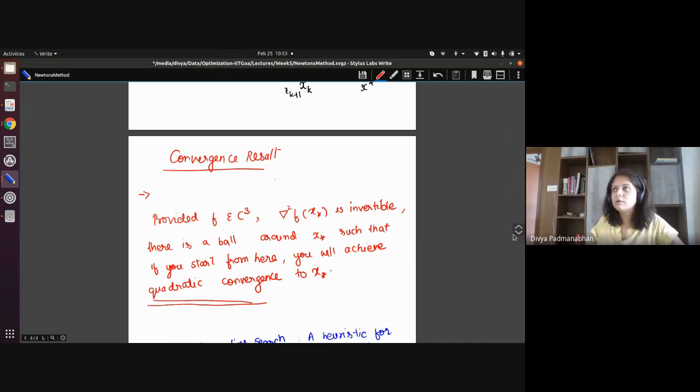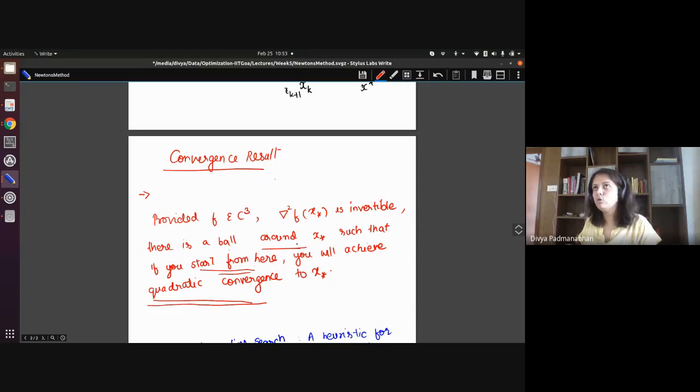Okay, so it is a faster method because it has a quadratic convergence to x star. But one caveat here is that it's very important that you start from a point which is very close to x star. Of course, this is not something which you can check, right? You can't set an initial point close to x star if you don't already know x star.